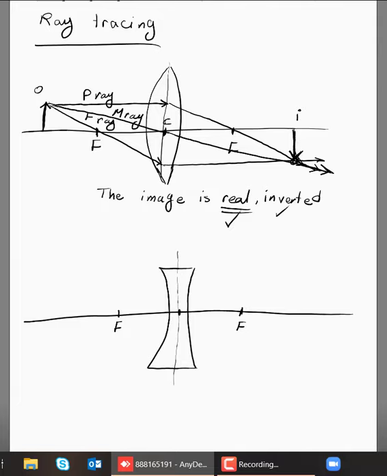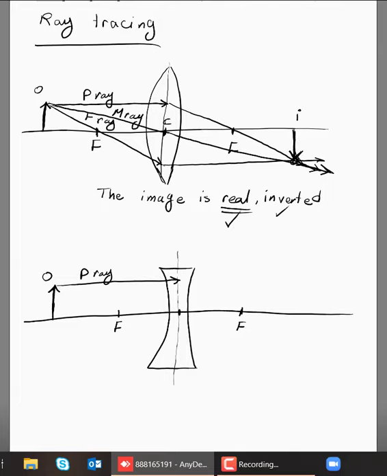Okay, so next, let's just consider the concave lens. I'm going to give you exactly the same rays that we used for the other lens. Let me place the object behind the near focal point. This is my object, and again, the first ray that I'm going to talk about is the P ray.